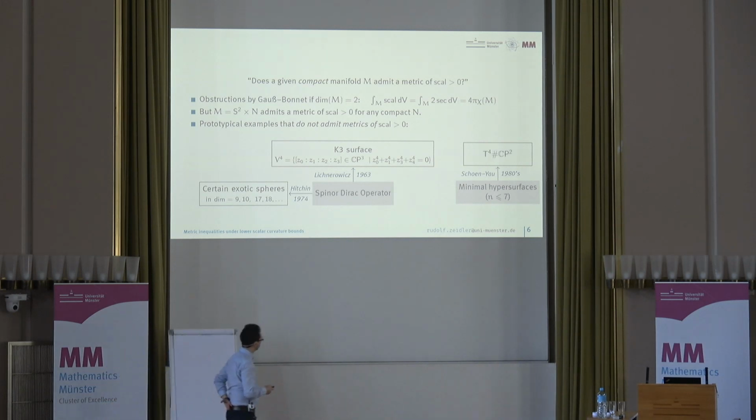That's not quite true, because in this realm you can consider certain manifolds which are not spin, which means that this spin Dirac operator does not exist, and then this method does not apply anymore. But you can still prove, using the minimal hypersurface descent, that these manifolds do not support positive scalar curvature. A particular example of that would be the 4-torus connected sum with complex projective space.